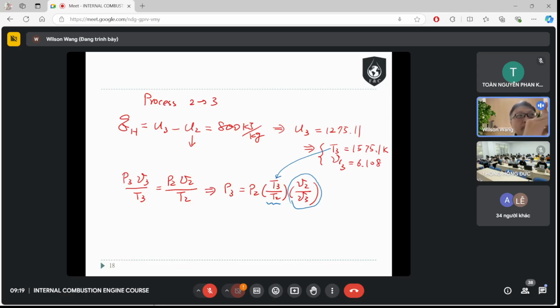So from P2 to P3, this combustion process, we can consider it as the constant volume process. So constant volume, which means from 2 to 3, the volume is not changing. The ratio is 1, right? So P3 is 4345 kilopascal. So this is the maximum pressure we have during the process. When combustion happens, we generate the pressure. So the pressure P3 is the highest pressure.